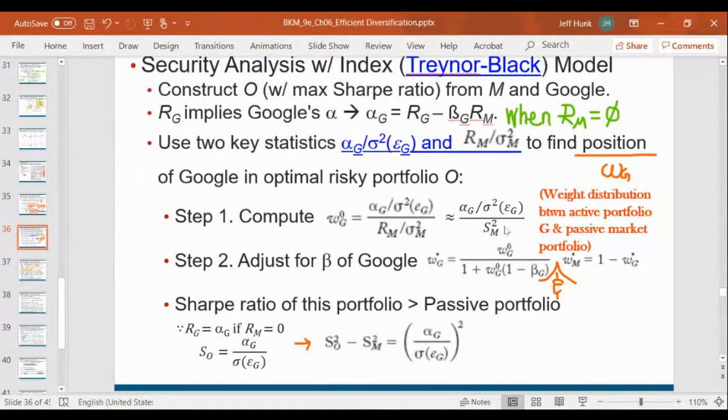So let's think about this ratio. Basically, it's the Treynor-Black model, to determine the weight of the additional asset, the positive alpha asset, in the active portfolio constructed with the passive portfolio, right?